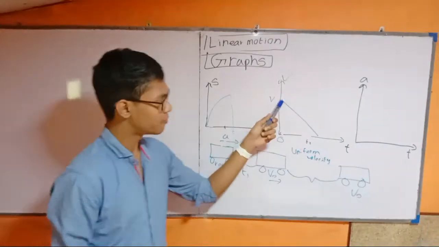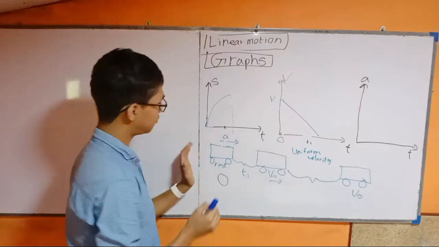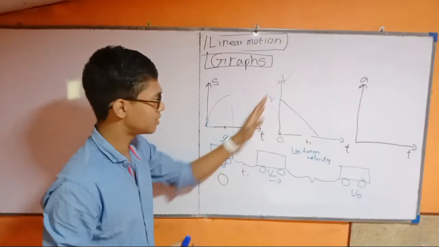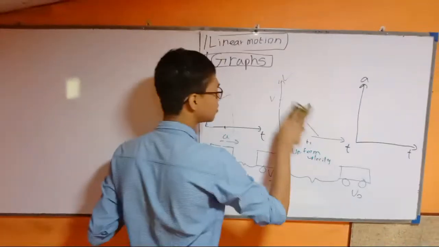Understood me? When the velocity is reducing, the gradient will go like this. When the velocity is increasing, the gradient will go like this. Right. Are we making it?